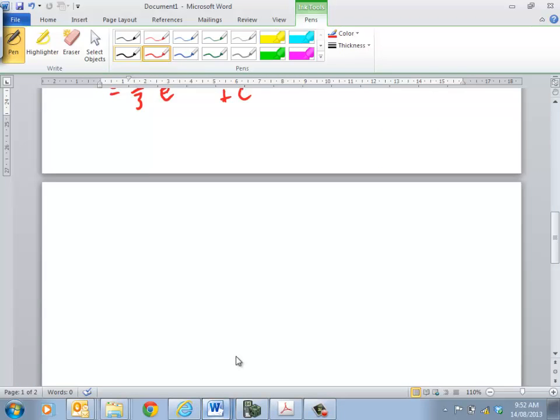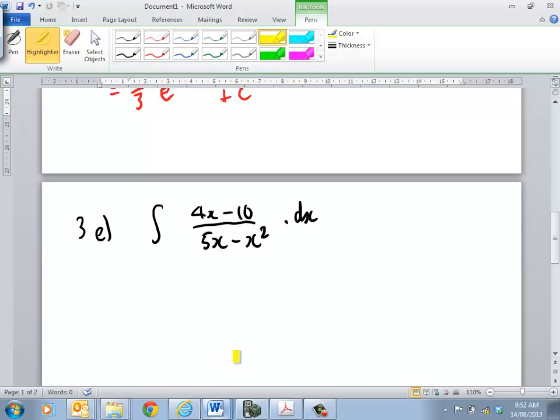So 3E is going to be what? 4x take 10 over 5x take x squared dx. Alright, so which one am I going to pick to be my u? Going to pick my bottom one, aren't I? Alright, so that's what I'm looking for.